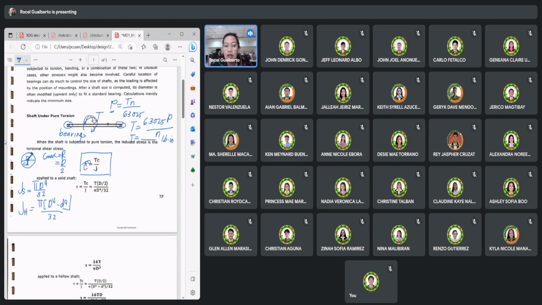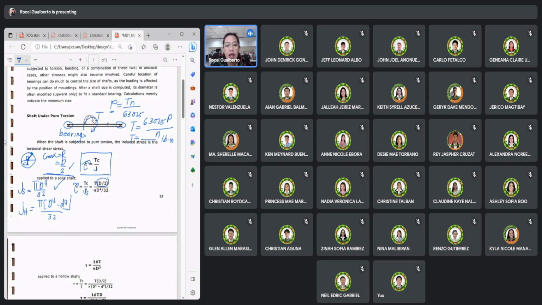When we are to derive the shear stress for a solid shaft, we start with the general equation Tc divided by J. For the value of C, we use C maximum. And for the value of J, we take J for solid. So we start with the general equation tau equal to Tc divided by J. T, C maximum would be D over 2. And then J, you have pi d to the fourth divided by 32 for solid.